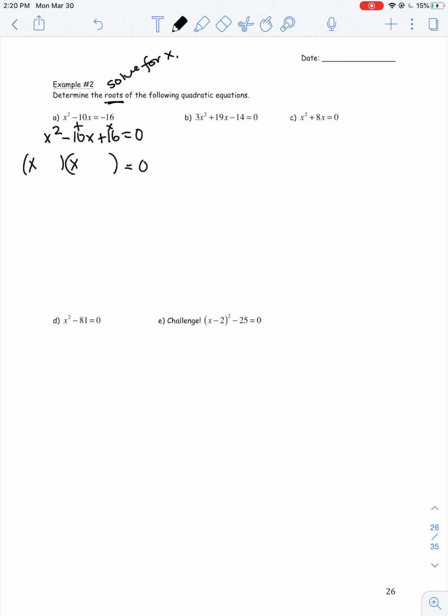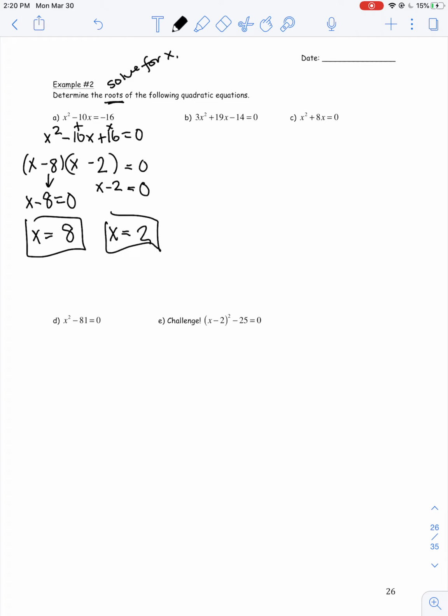Make 2 brackets equal to 0. X times x gives me x squared, and you have to find 2 numbers that multiply to this and add up to this. Those are the numbers inside the bracket. They should be -8 and -2, which means that x minus 8 equals 0, and x minus 2 equals 0. X can equal +8, and x can equal +2. So those are our 2 solutions.